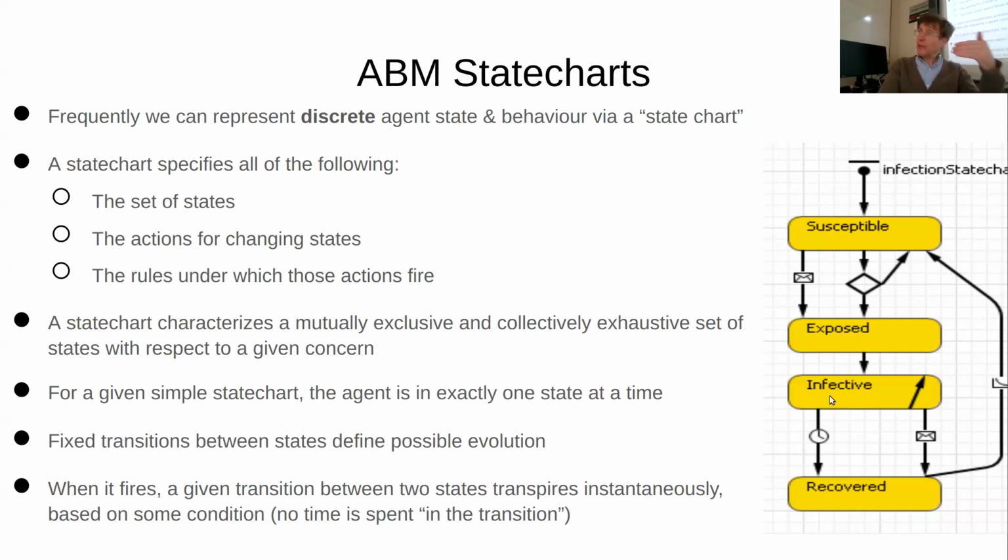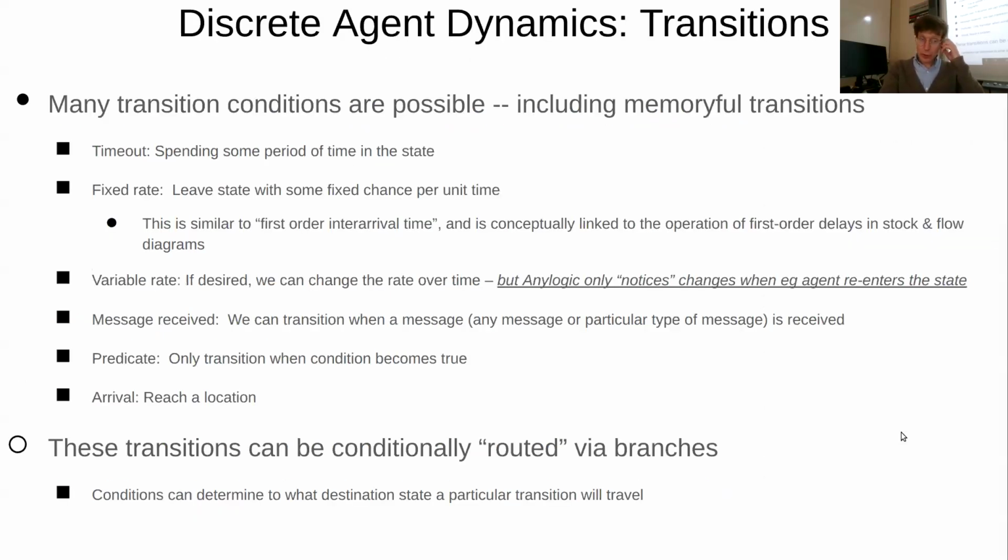Your chance of leaving in a given time unit depends entirely on how long you've been in here. A memoryless transition, it doesn't matter how long you've been there, you have the same chance per unit time, per day, as when you got in. By contrast, with a timeout transition, you will leave in exactly that amount of time. It depends entirely only on how long you've been there, assuming that you're not leaving via any other transition.